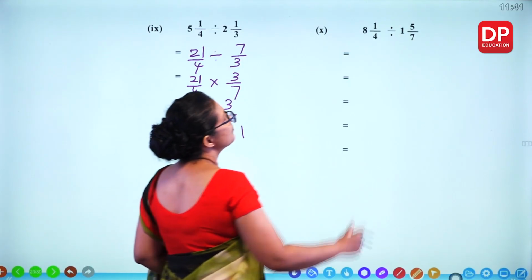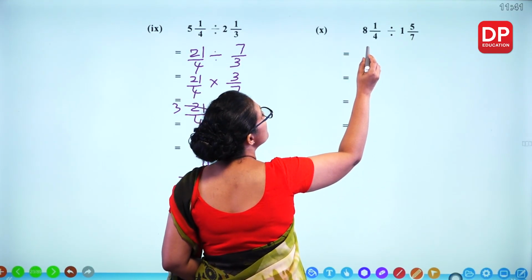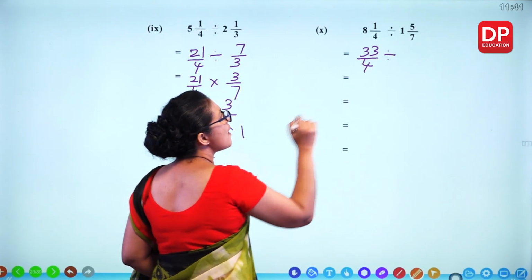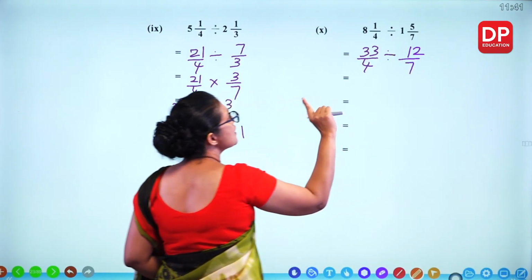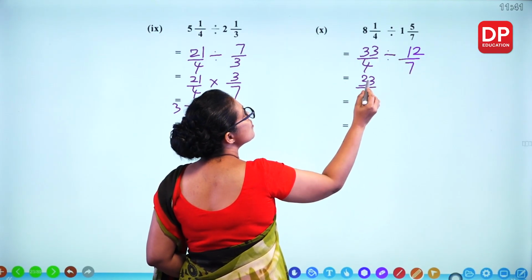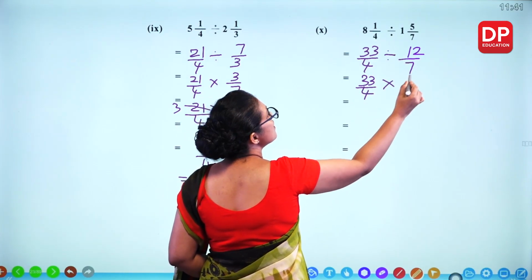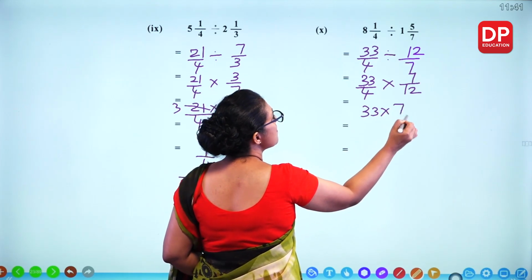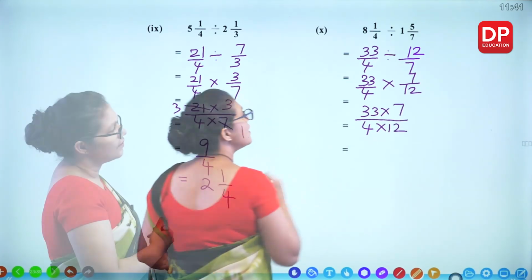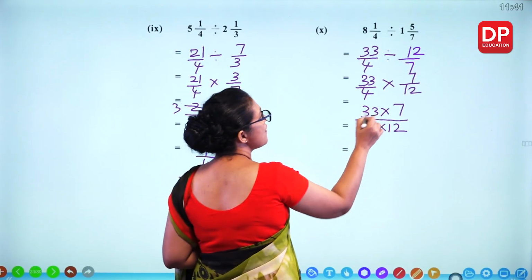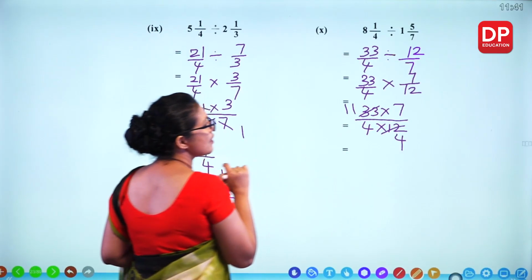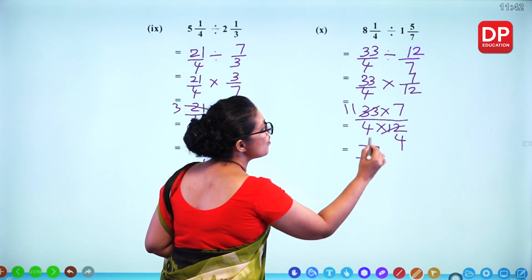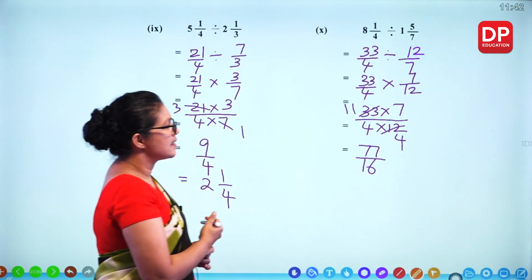This one, 8 times 4, 32 plus 1, 33. 7 plus 5, 12. Now convert to multiplication. Take its reciprocal. Multiply the numerator separately, denominator separately. You can simplify. You can divide by 3. Then 11 times 7, 77. 4 times 4, 16.